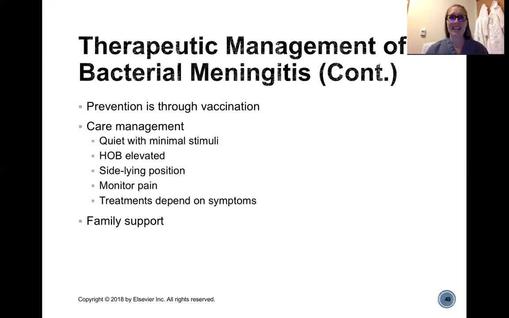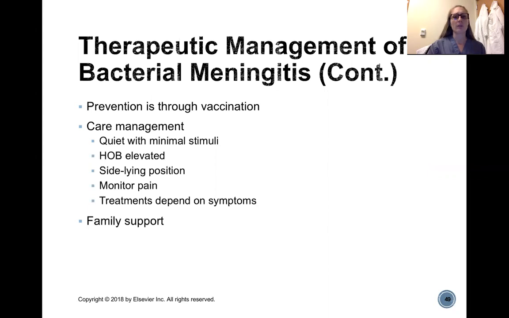Prevention is going to be key. We're really going to want to try to prevent any problems that might occur with bacterial meningitis by preventing bacterial meningitis altogether. These kids are really sensitive to stimuli.